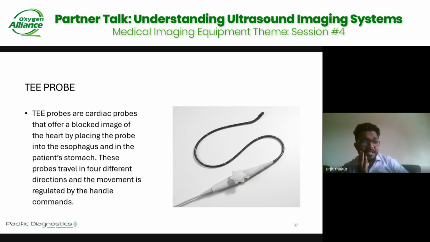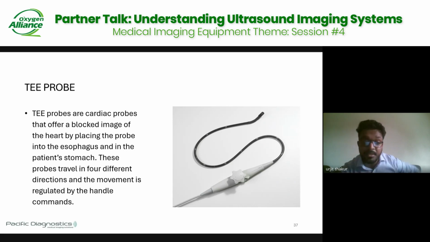And finally, you have the TEE probe. This is the transesophageal probe. This is a cardiac probe, and this is the one probe which is inserted directly within the body. So the patient has to swallow this probe, and it is put in through the esophagus. And this probe travels in 4 different directions.